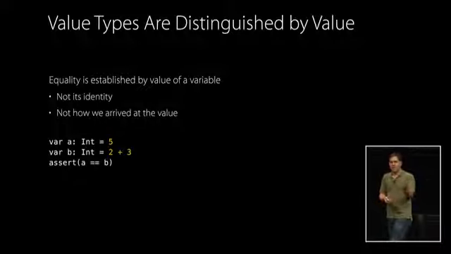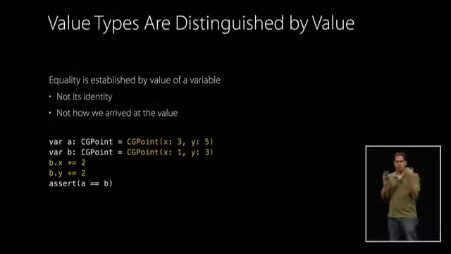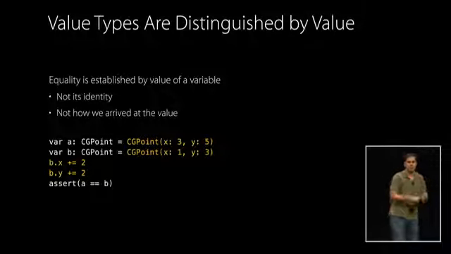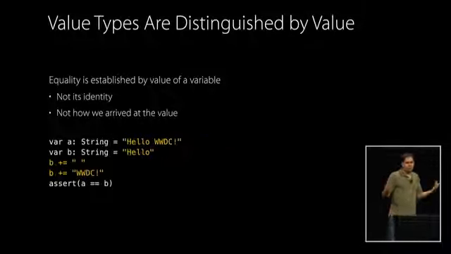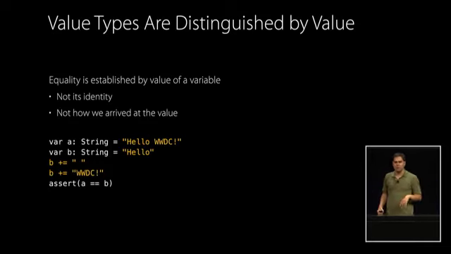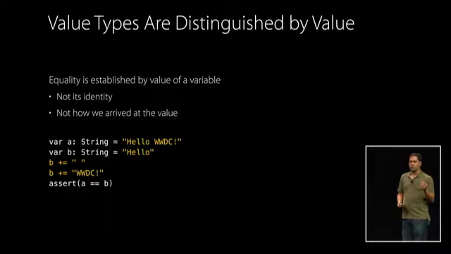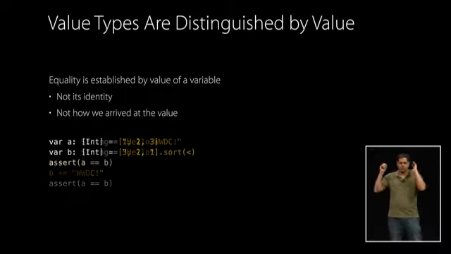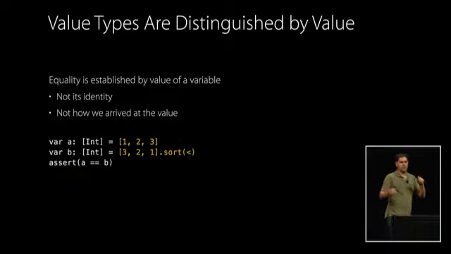So just extend that notion out. Of course, it's the same thing for CGPoints. You wouldn't be able to understand them if it wasn't this way. Why shouldn't strings behave exactly the same way? Doesn't matter how I get to the string, hello WWDC. The string is the value, and the equality operator needs to represent that. You can make this arbitrarily crazy and stupid. So, here I'm going to go and do some sorting operation. What it comes down to, though, is I have two arrays of integers. The integers have the same values. Therefore, these things are equivalent.